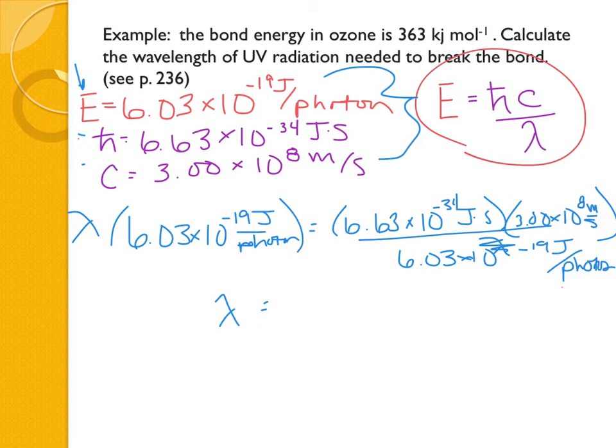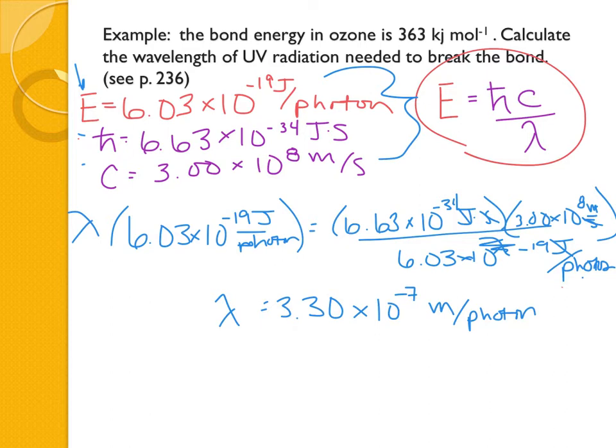When you crunch this in the calculator, Planck's constant times the speed of light, divided by the energy, you get 3.30 times 10 to the negative 7th meters per photon. You'll see your seconds cancel, your joules cancel, and you have meters per photon. That is the wavelength that each photon would have.